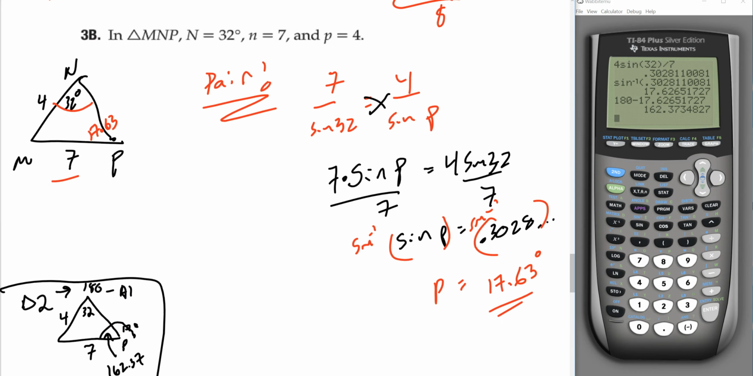So now we still have to solve the rest of it. Let's find our missing angle right there. That's going to be 180 minus 32 minus 17.63.